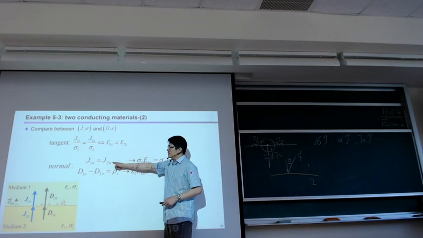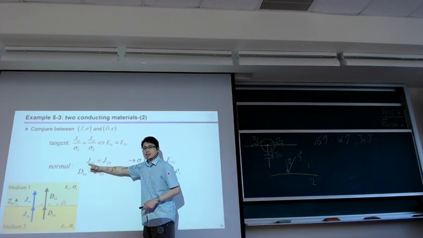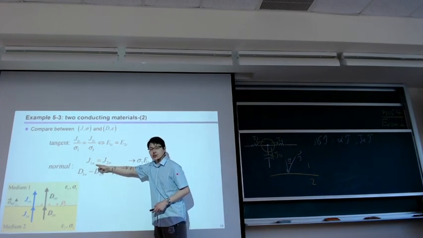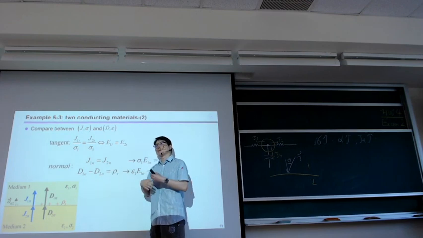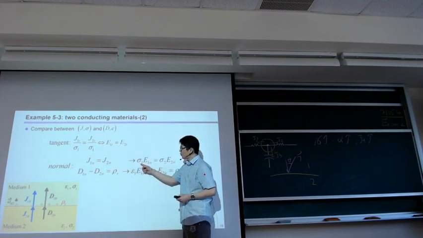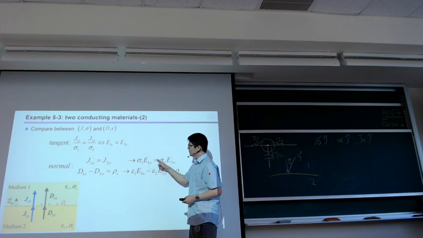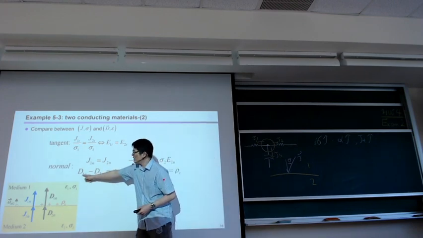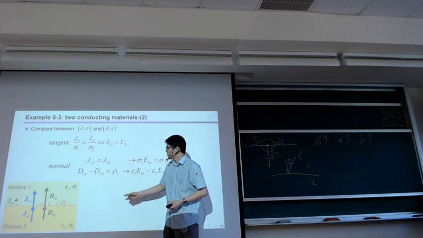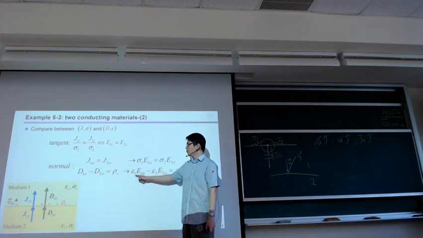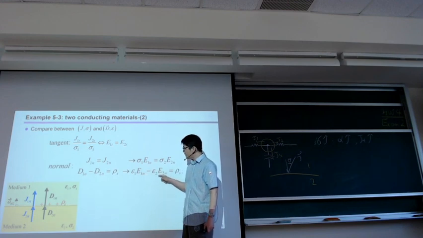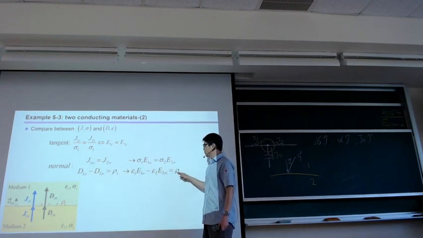So this one, J equals sigma E. So the equality of the normal components of the current density can be reformulated into sigma 1 E1 normal component equals sigma 2 E2 normal component, right? And D equals epsilon E, so D1n minus D2n is now reformulated as epsilon 1 times E1n minus epsilon 2 times E2n, and that is equal to rho s.